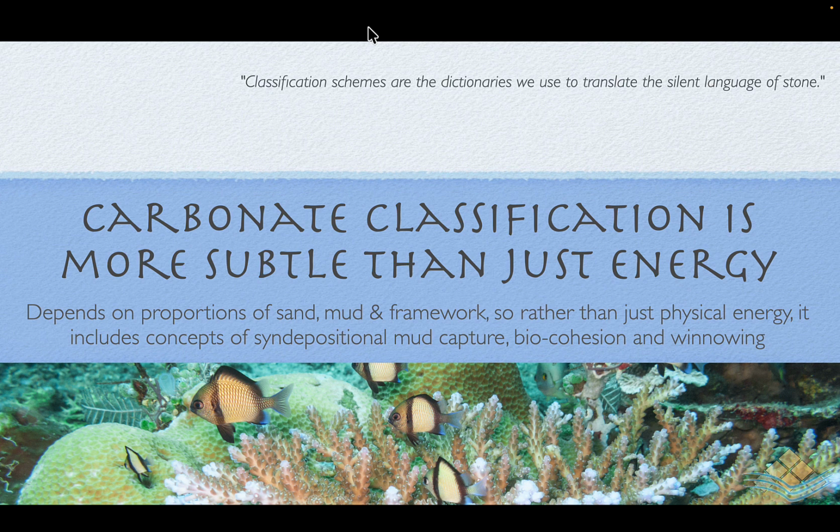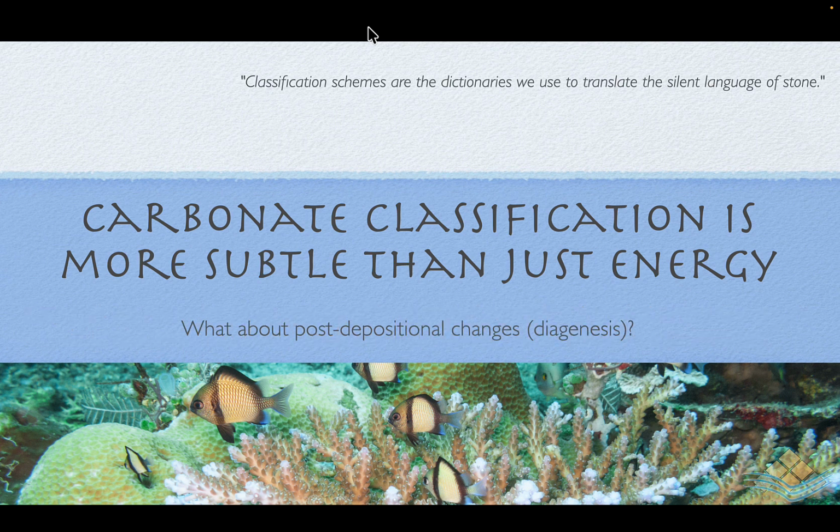We also have to include the notion of, if there is mud in the sediment, does that mud get winnowed out of part of the depositional setting? Then in carbonates, we also have that very important factor of post-depositional change, or diagenesis, which is altering the style of rock that we see. This is a much more complex grouping of parameters that we have to try and capture when we look at classifying carbonate sediments.